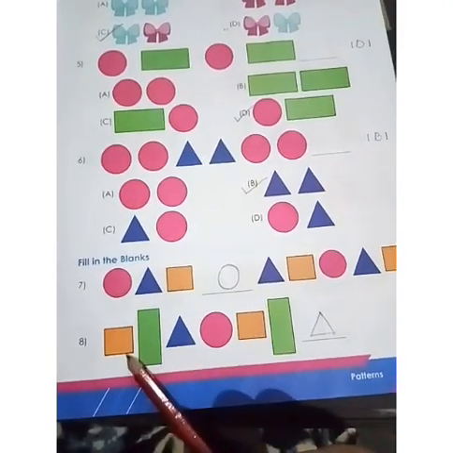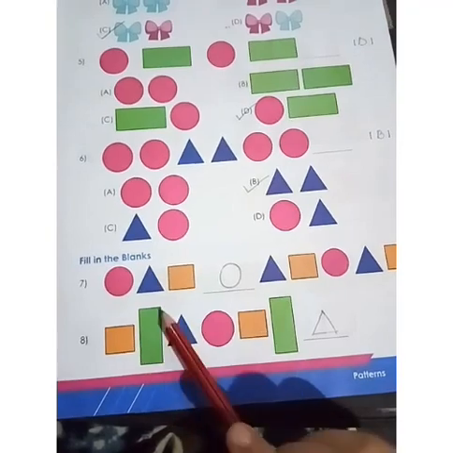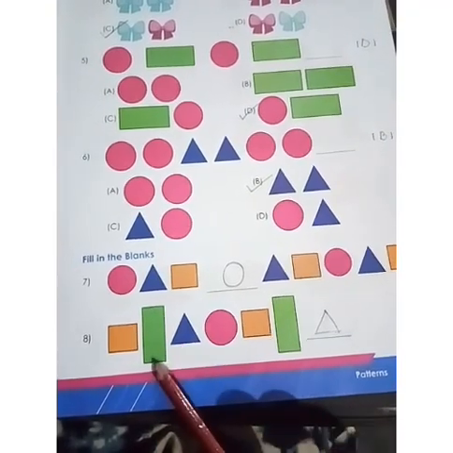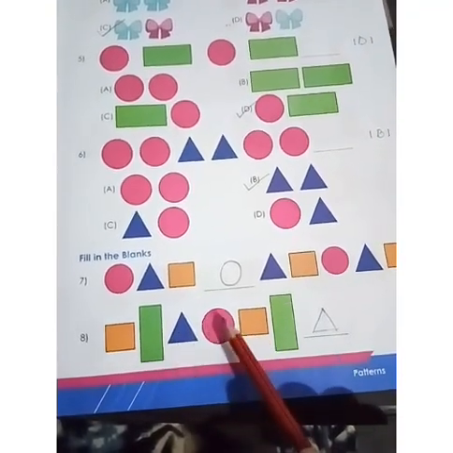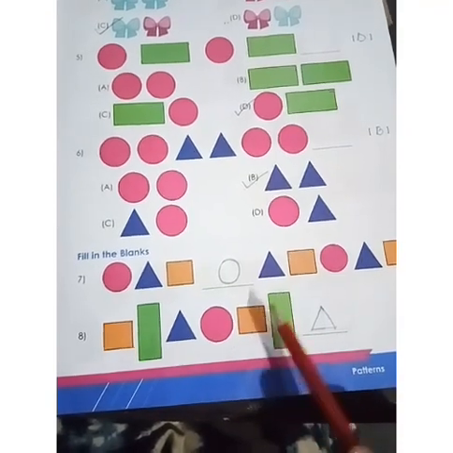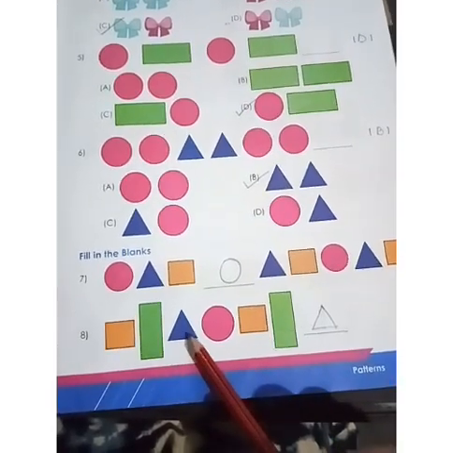Next, it is a square. It is a rectangle standing in this direction. Triangle, circle, square, rectangle, then what will come? Triangle. We know that after the green, the blue comes, and the blue shape is a triangle.